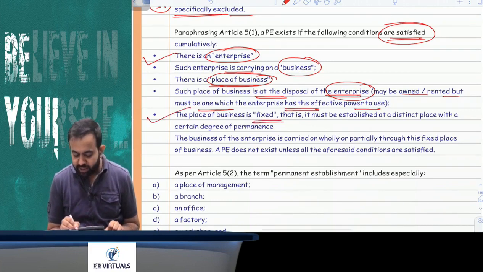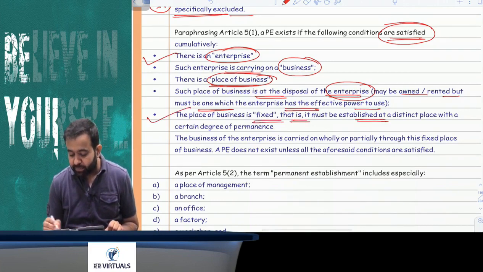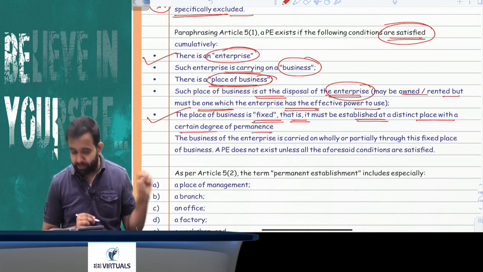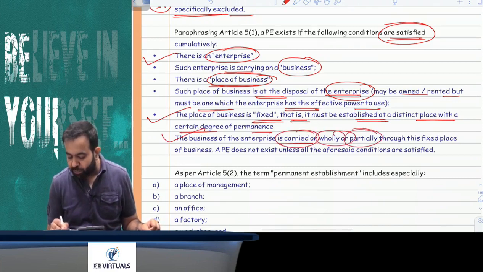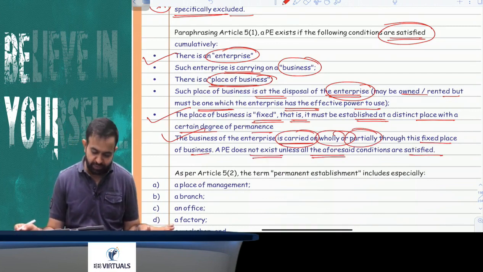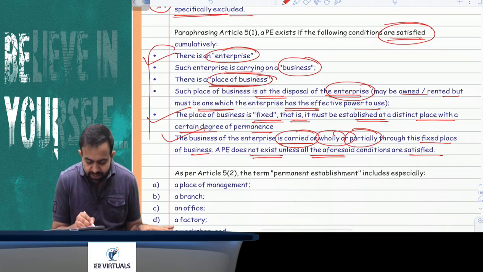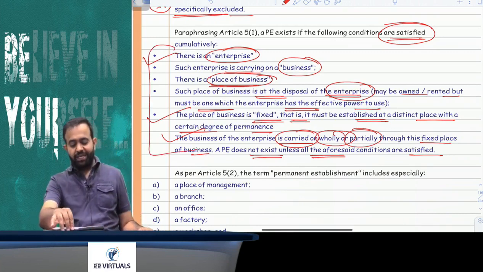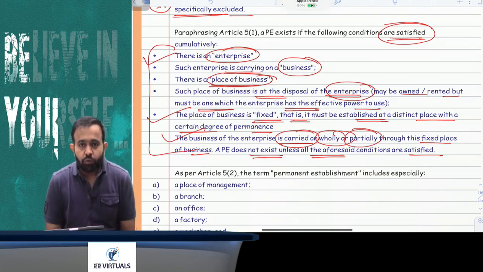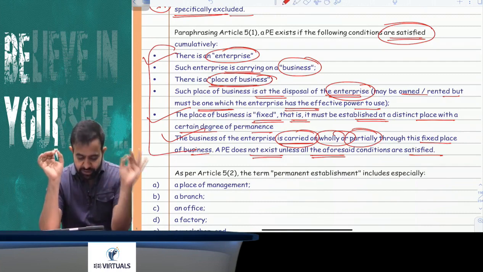And the place of business is fixed, that is, it must be established at a distinct place with a certain degree of permanence. Means there should be a permanent place. The business of the enterprise is carried on wholly or partly through this fixed place of business, and PE does not exist unless all the aforesaid conditions are satisfied. Means if all these conditions are satisfied, then only it will be treated as PE, otherwise it won't be treated as PE.